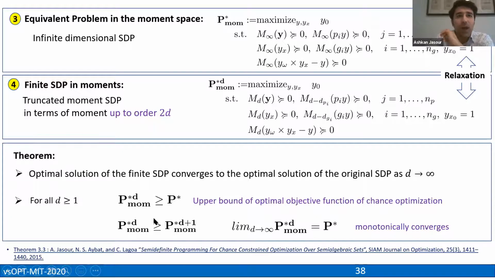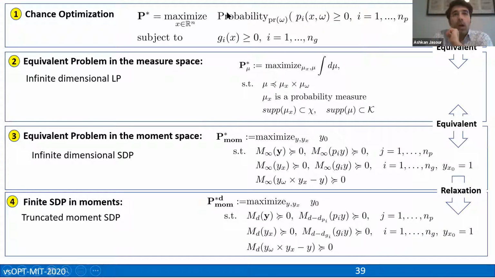And also, for any finite relaxation order D, the objective function of the finite SDP is going to be an upper bound of the optimal objective function of the original chance optimization. So it means that the optimal value of the finite SDP is always an upper bound on the probability of success. And as we increase the relaxation order D, this upper bound is going to converge to the true probability of success. So these are the results for the finite SDP. To solve such a chance optimization, I'm going to solve this finite dimensional moment SDP in terms of the moments of the measures.